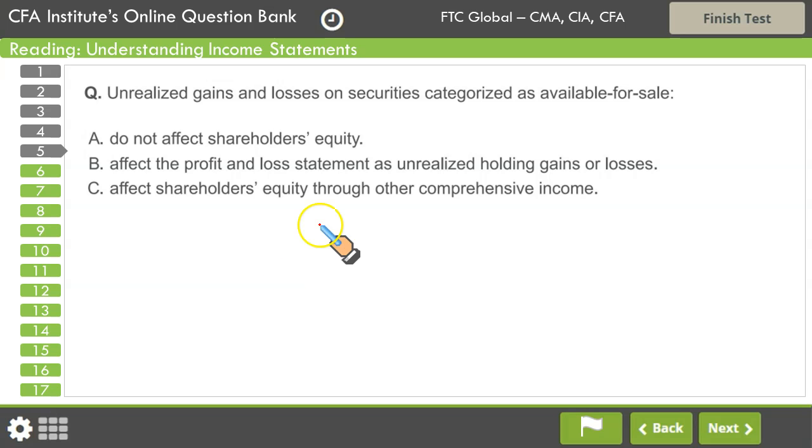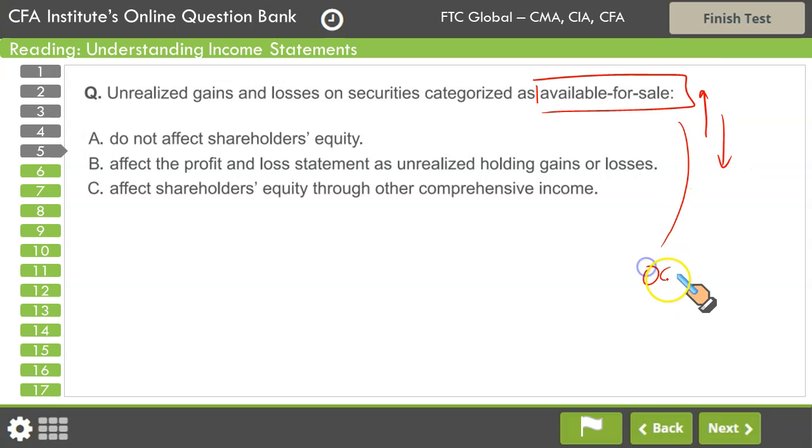Unrealized gains and losses on securities categorized as available for sale. Now, this is one of the classifications of investments. Available for sale debt securities: any unrealized fair value gain and loss is reported as a part of other comprehensive income. Other comprehensive income specifically contains 4 items. We'll discuss them later in a separate question.